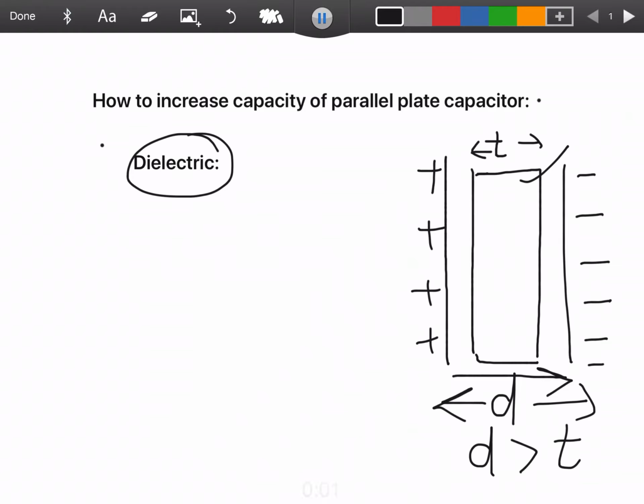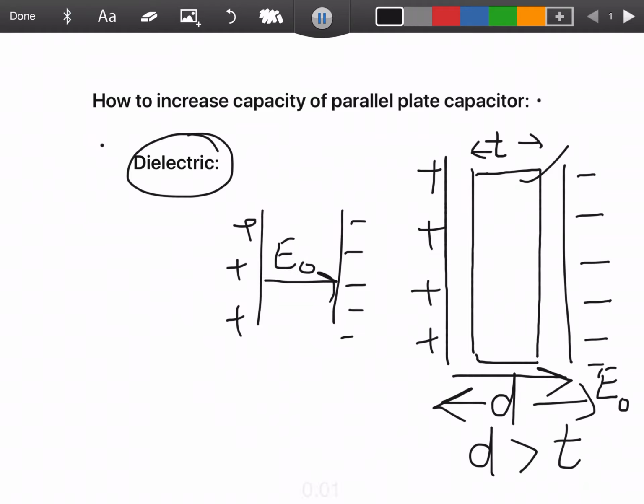Now let this electric field be E naught. We are representing this electric field between two plates as E naught. Or we can say when we are not placing any dielectric material between these two plates, electric field was E naught. So original electric field without any dielectric material inside is E naught. But then we are placing a dielectric slab between these two plates. So what will happen when we place this dielectric slab?